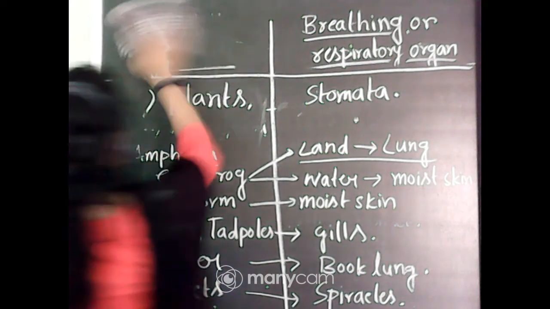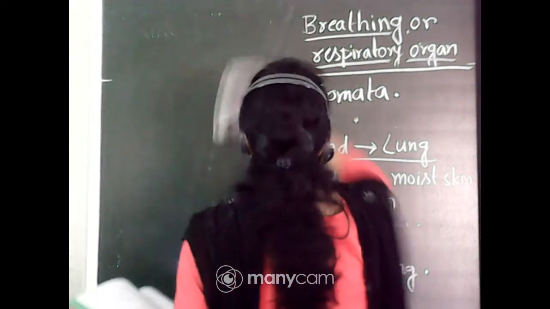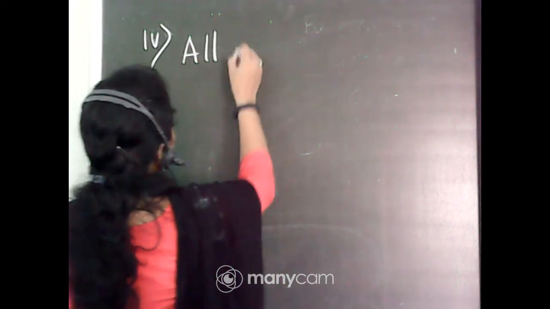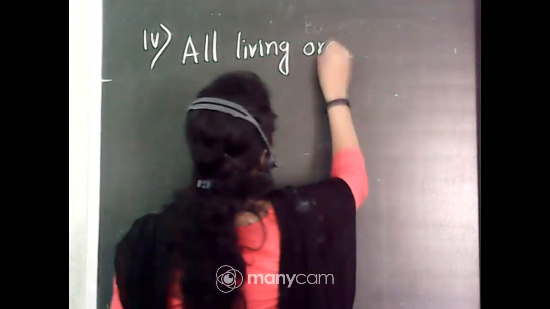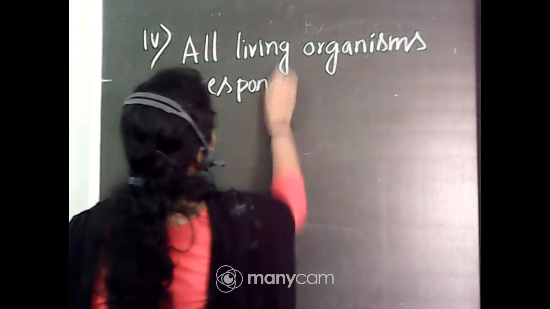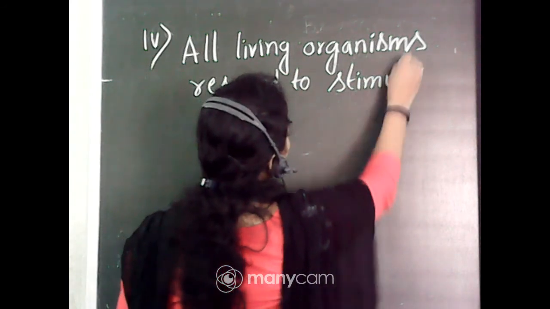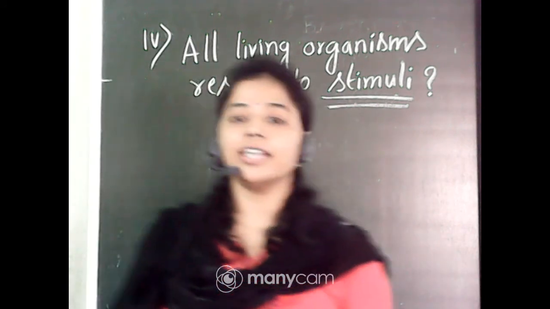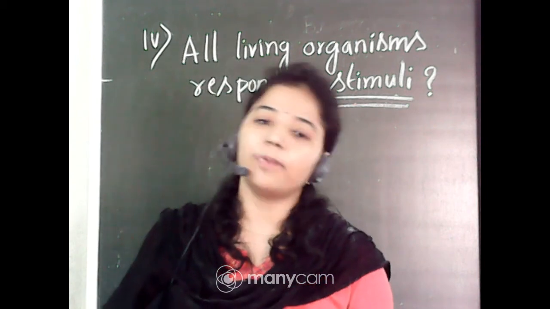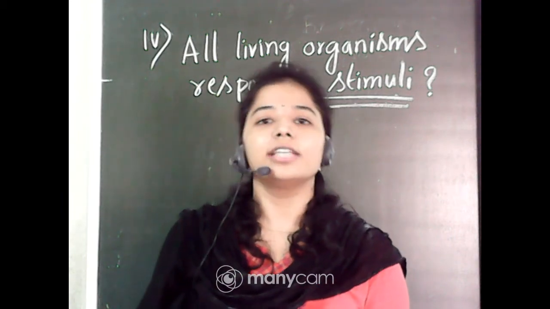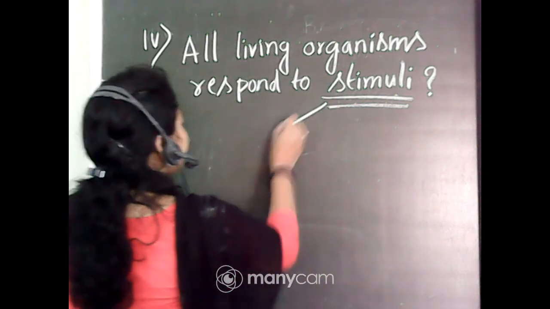I'm wrapping this up. We have to proceed to some more characteristics of living organisms. The next characteristic is that all living organisms respond to stimuli. Now my question is, what is stimuli? Stimuli are the changes in our environment or surrounding that make us respond to them. So any changes in our surrounding that make us respond to such changes are known as stimuli. I am writing what is stimuli. Write it down.